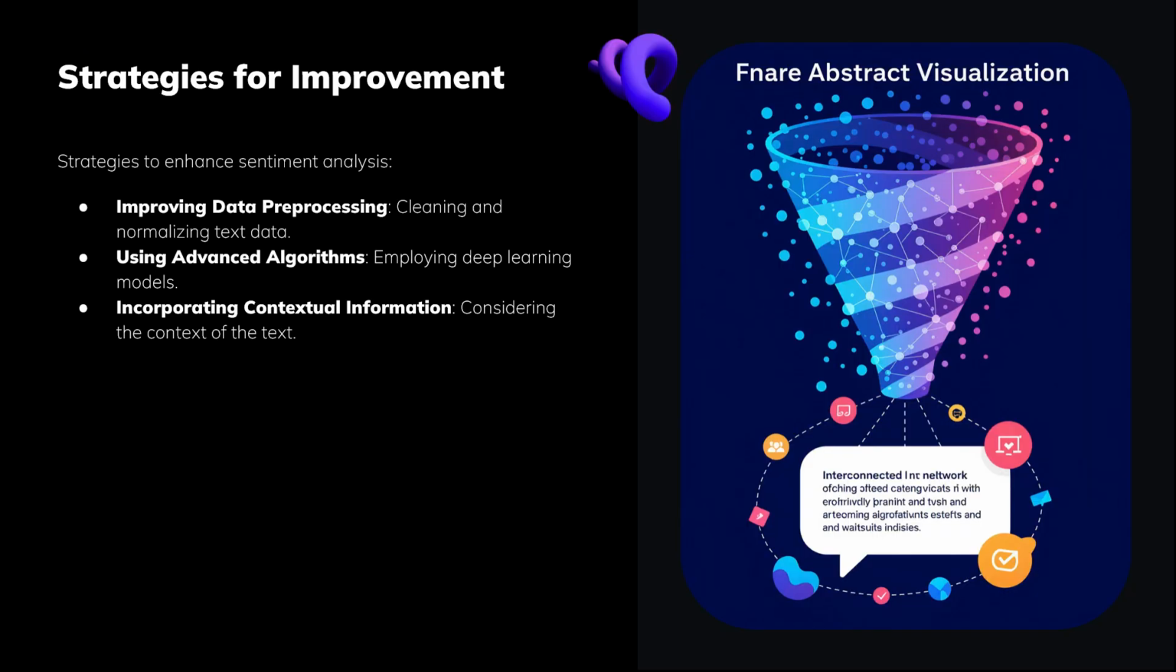So coming to the strategies for improvement. So how can we improve sentiment analysis? One strategy is to use advanced pre-processing techniques to handle slang and emojis. For example, a laughing emoji could be recognized as positive. Another strategy is to incorporate contextual information, like understanding that not good is negative even though good is positive. Finally, using models that combine multiple algorithms can boost accuracy significantly.